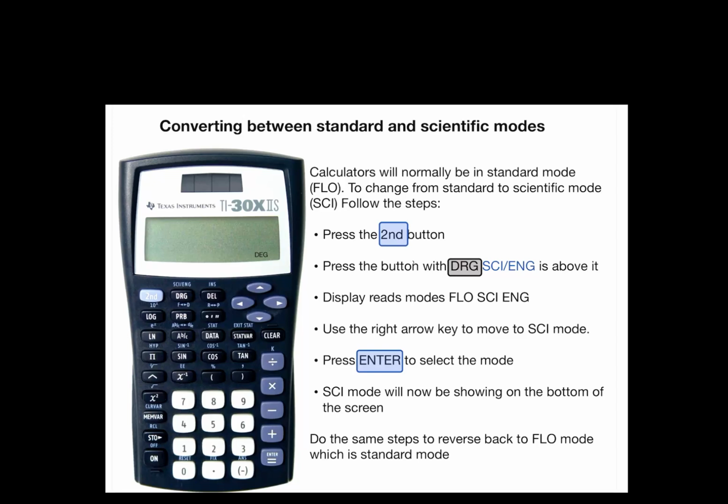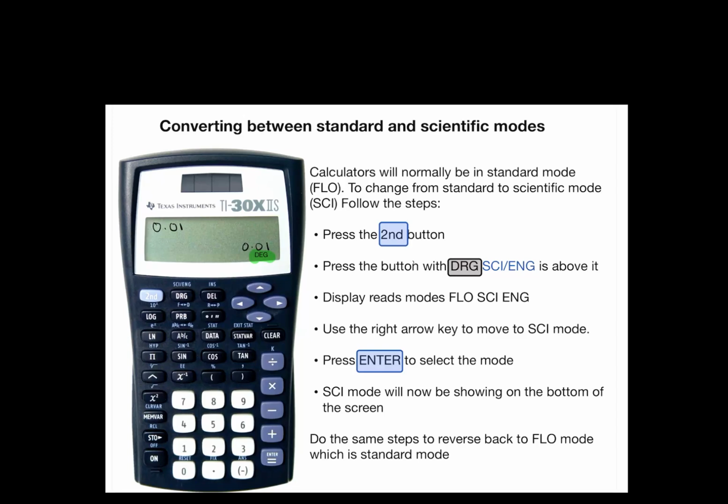I will start with demonstrating converting between standard and scientific modes. Calculators will normally be in standard mode, which is known as FLO. To change from standard to scientific mode, SCI, follow these steps. If I enter 0.01, the display will show 0.01. You also may notice DEG below the numbers. This tells you that the calculator is calculating in degrees mode for trigonometry. Since we're not using this in chemistry, I'm going to ignore it and not show it on the next pages.